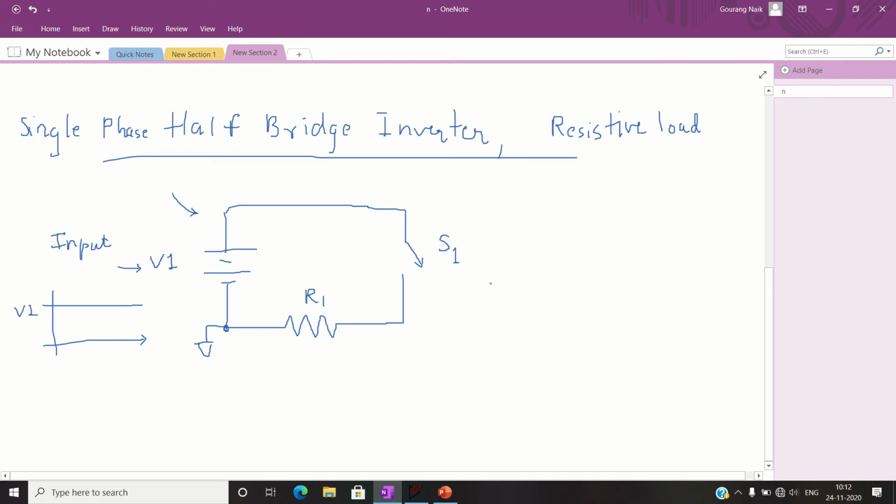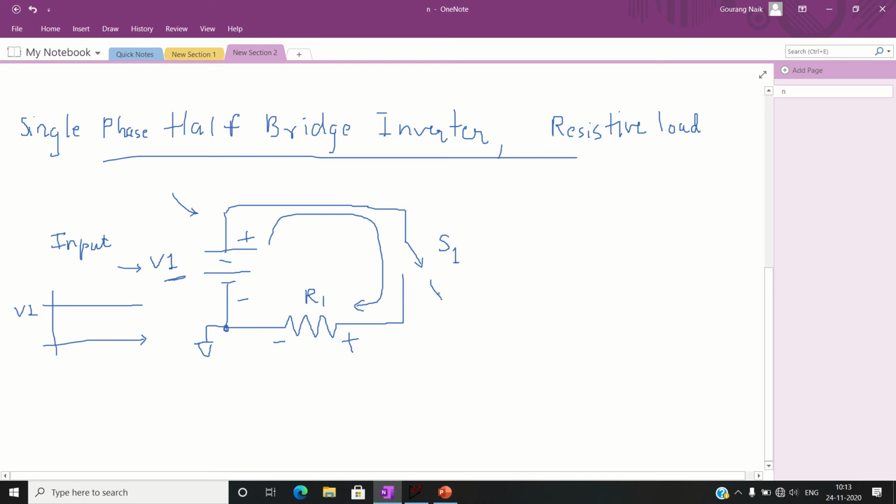Okay, next on the output side, if you see output, I am going to consider. Now if you see, this is positive of the battery, this is negative of the battery, so current is going to flow like this, right? So you can say there is a voltage that will appear across this resistance R1 whenever you close the switch S1. Whenever you close the switch S1, you will get a current through the circuit, and whatever is the voltage across V1, that will appear across R1.